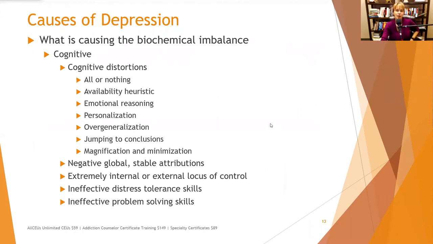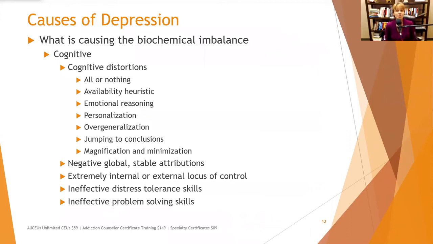Cognitive causes of depression. Cognitive distortions, such as all or nothing thinking. When you think every time I try to be nice, I get bit in the butt, or I never succeed at anything I do. Those extreme words. Very rarely does anything always or never happen. So encourage clients to think about exceptions. When are some exceptions to this never thing that happens?